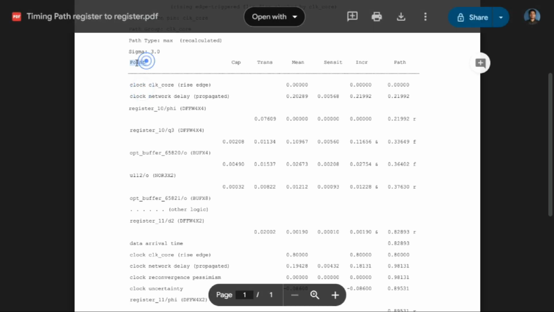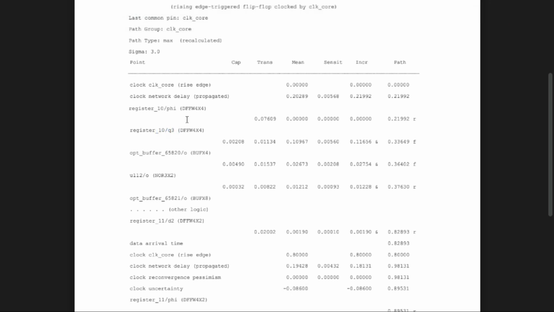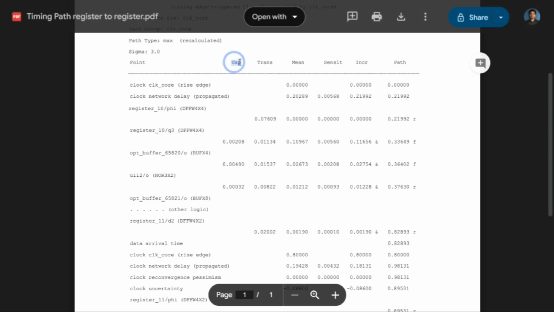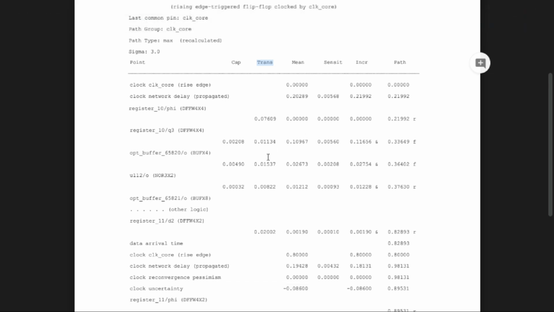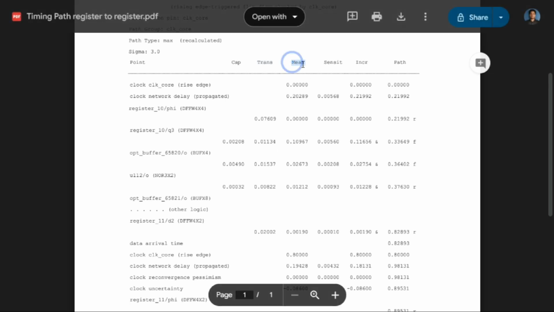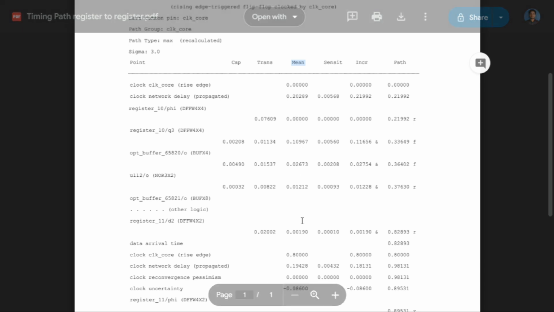All right, so this is one very important parameter called timing point. This timing point refers to each and every pin where timing is defined, the value of the delay is defined. And then the capacitance at each and every point, and also the transition of the signal at each and every point is defined, and the mean value of the delay is defined at each and every point.